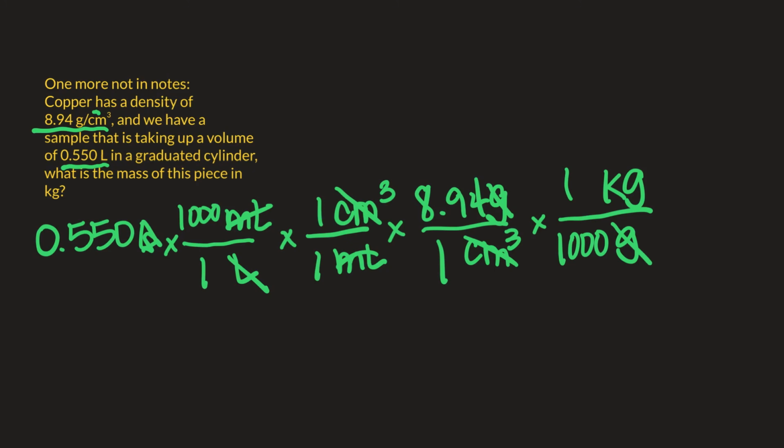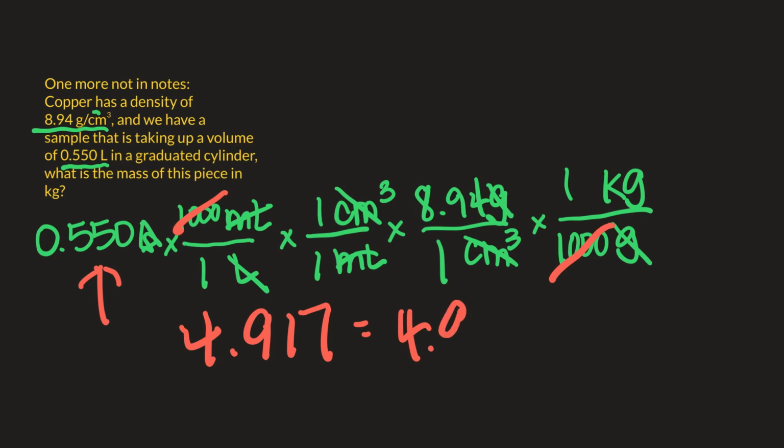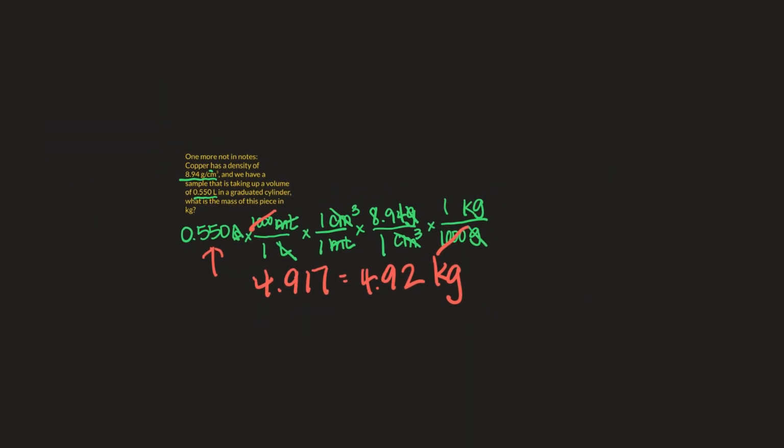So again, you can take a shortcut because you have 1,000 here and 1,000 here. Technically, they're canceling out. So you really could just do 0.55 times 8.94. You should get the exact same answer, which is 4.917. Again, way too many sig figs. This is only 3 sig figs, so we chop this down to 4.92 kilograms. And that's it. Okay, so that's all there is to density ones. Hopefully that makes sense. Again, there's more to practice in your packet. Please do some so you have a good handle on it, and let me know if there's an issue.